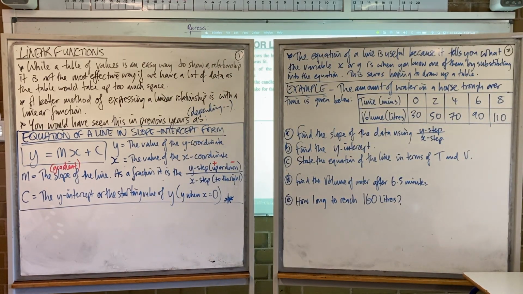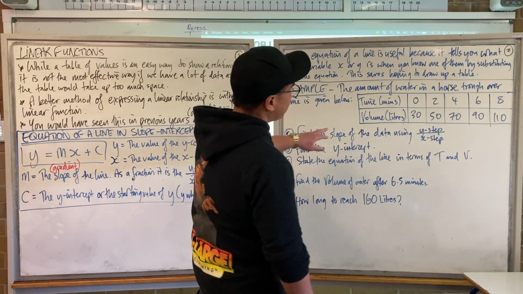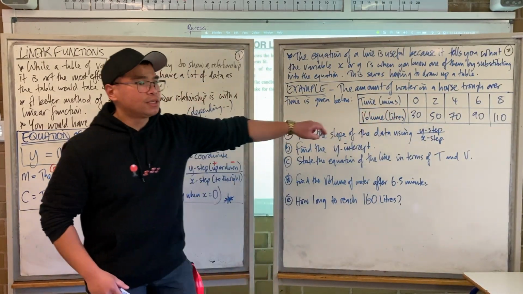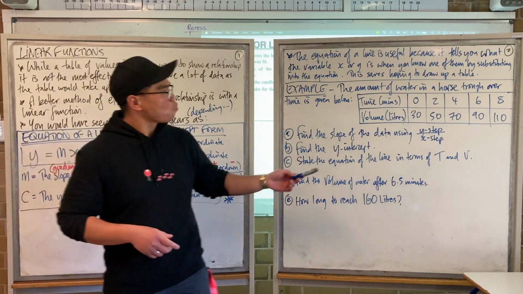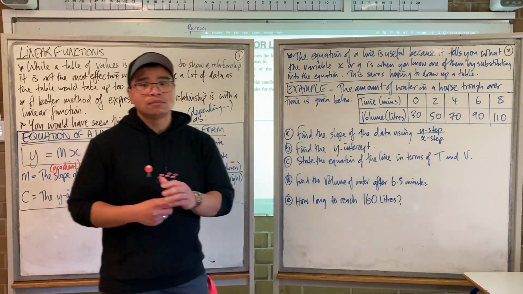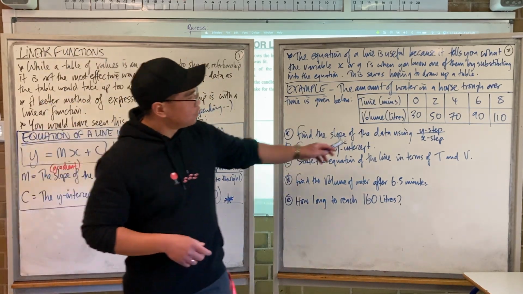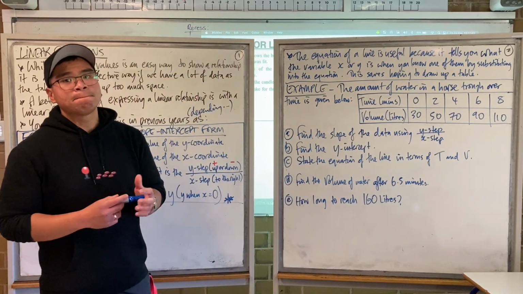Okay, let's do an example. I want to do 2 examples. The amount of water in a horse trough over time is given below. How much is the time going up each time in the table? 2. How much is the volume going up each time?